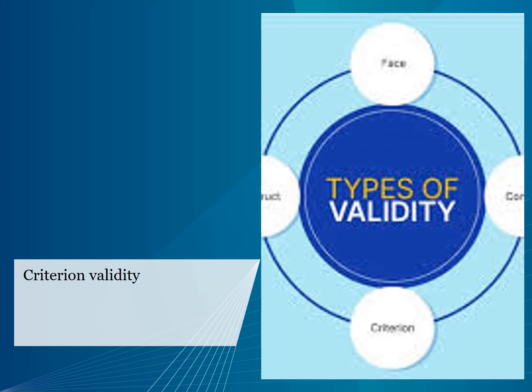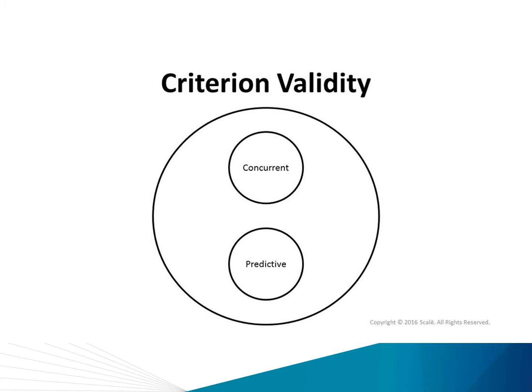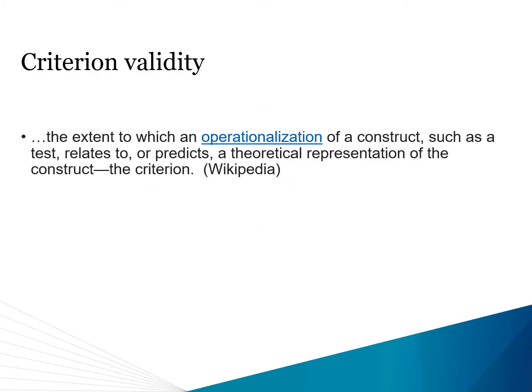Next, I want to look at criterion validity. And criterion validity encompasses concurrent and predictive validity. I'm just going to look at definitions here and concepts. I'm not going to go into precise, detailed methods of calculating these. Again, from Wikipedia, criterion validity is the extent to which an operationalization of a construct, such as a test, relates to or predicts a theoretical representation of the construct, in other words, the criterion.